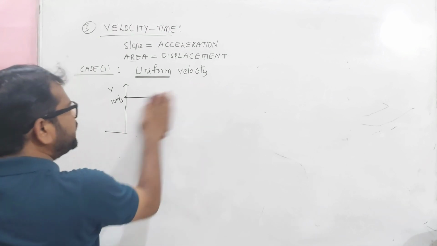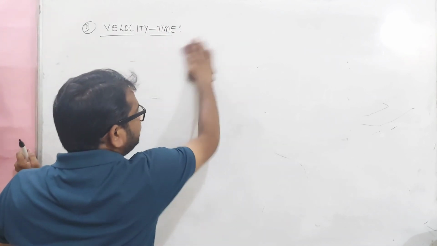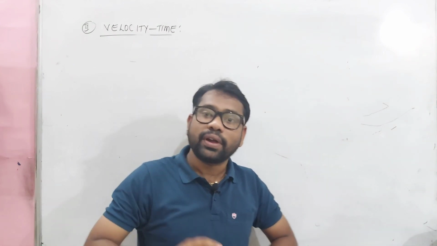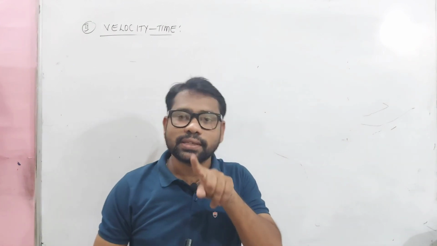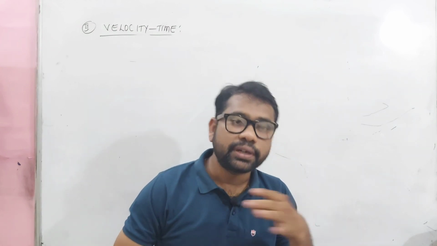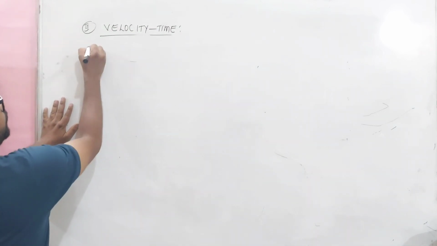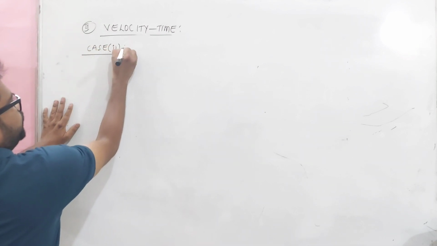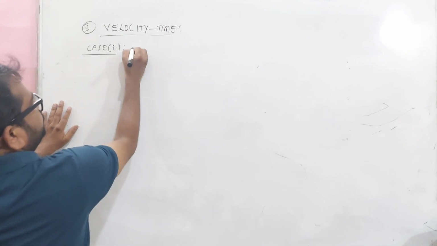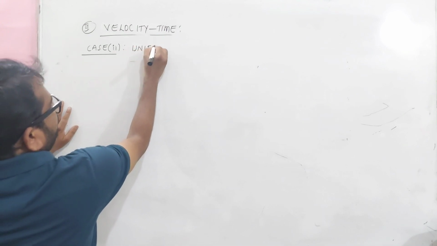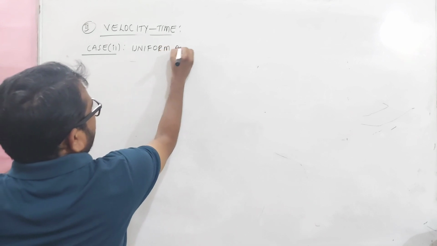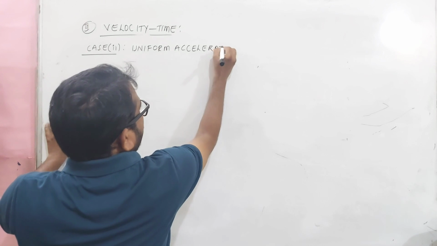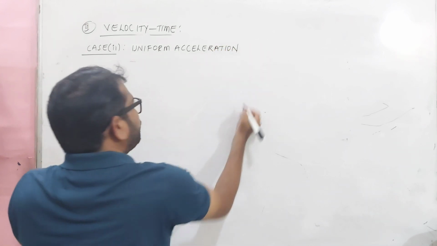Children, it's very, very important. From the examination point of view, if they want to ask numericals based on graphs, first priority must be given to the velocity-time graph. Why? From the velocity-time graph, we can calculate acceleration as well as displacement. Let us take case 2, a case of uniform acceleration. We are going to see the uniform acceleration, and at the same time how we can calculate the acceleration and displacement from the velocity-time graph.